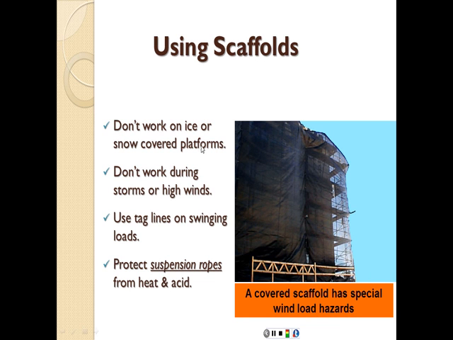Don't work on ice or snow-covered platforms because of issue of slipping. Don't work during storms or high wind because it can destabilize it. Use tag lines on swinging load. Protect suspension ropes from heat and acid because that can corrode them and make them lose part of their cross section, reducing their loading capacity.